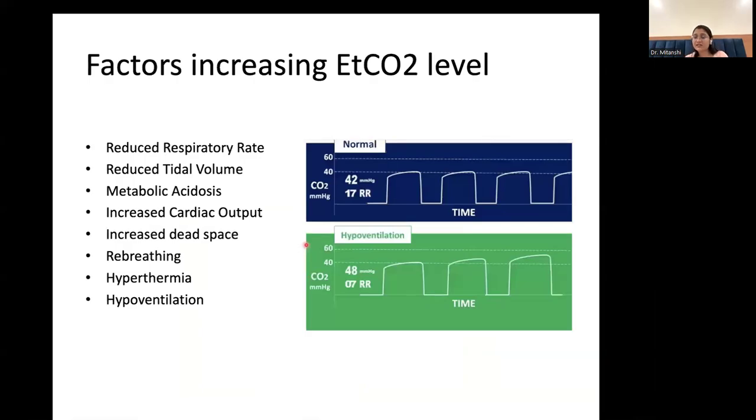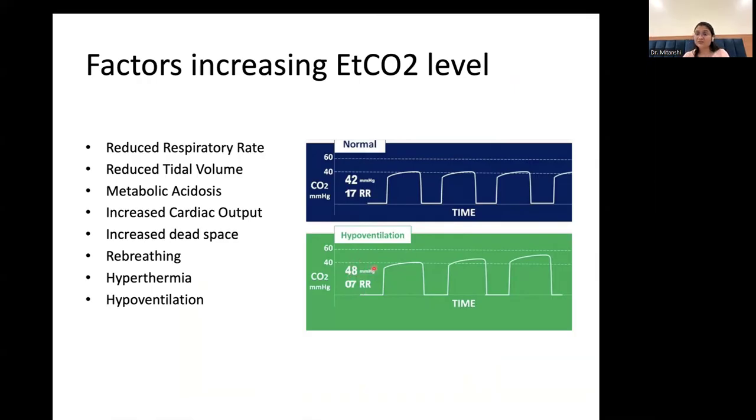Now, EtCO2 levels. How do you monitor EtCO2 levels and how does capnography come into the picture? How does it help you? Let's look at factors increasing EtCO2 levels. My EtCO2 shown is 42. My normal levels are 35 to 45, so I'm not worried here. 42 is very manageable. Then a respiratory rate of 17, which is okay. But here, do you see hypoventilation? My respiratory rate is less. A respiratory rate of 7 is very low for breathing over a minute, right? Only 7 times is my tidal volume being taken by the patient. Hence, my CO2 levels are increasing.